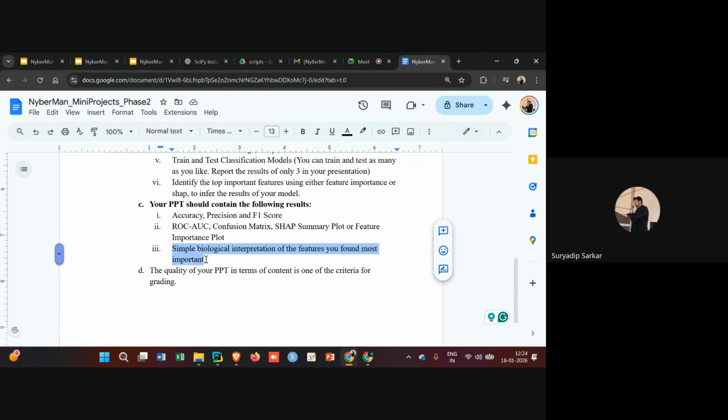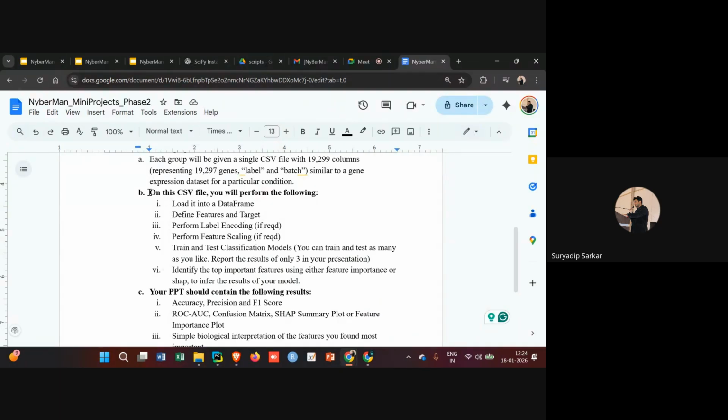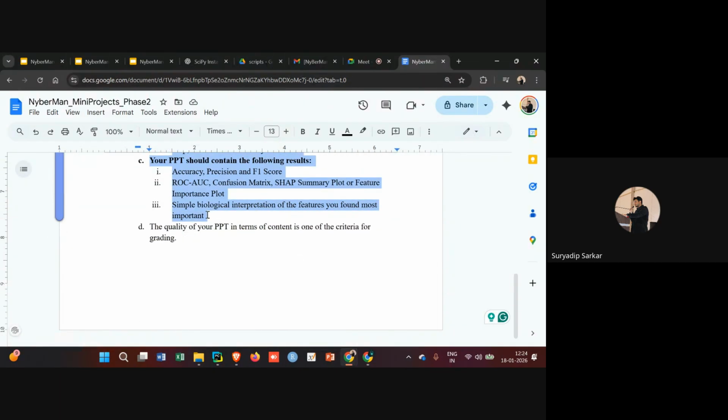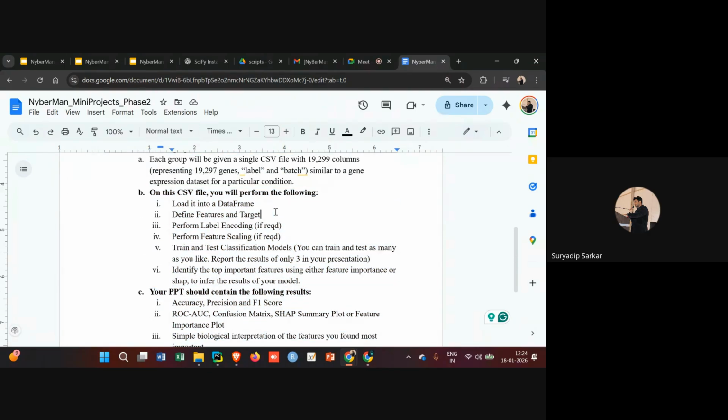I don't just want to see that this is my model, this much accuracy I got, and these are the genes which are most important. I also want to see how these genes that are most important are actually tied to the biology of the disease you are studying. Okay, so that should also be part of your PPT. Okay, so you will be graded on the quality of your PPT as well, and also in terms of the content of the PPT. Okay, so whatever I have mentioned here is the bare minimum that you should have in your PPT. Anything you do more here, and if that actually makes sense and is correct, that will gain you extra points.